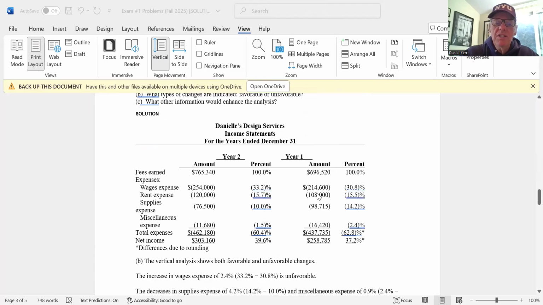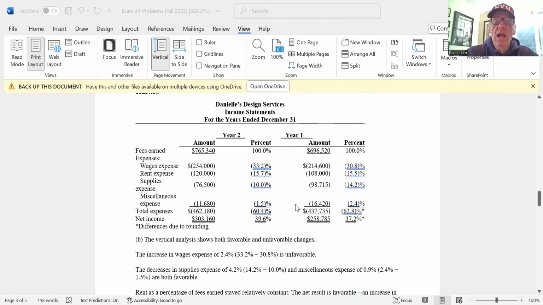And when you did this, I wasn't just looking for the fees earned and the fact that expenses were 60.4% in year 2 and 62.8% in year 1. I was looking for the detail in terms of the accounts as well. So if I wrote detail, that meant that you missed the boat here and didn't give me the detail, because these expenses, in terms of what's favorable and unfavorable, went in different directions. So here in terms of format is what it should have looked like.